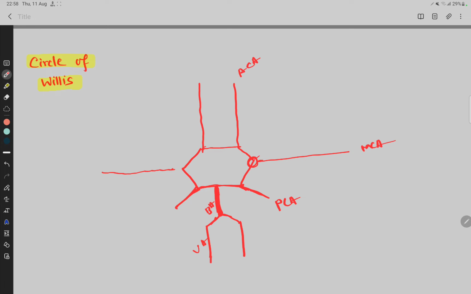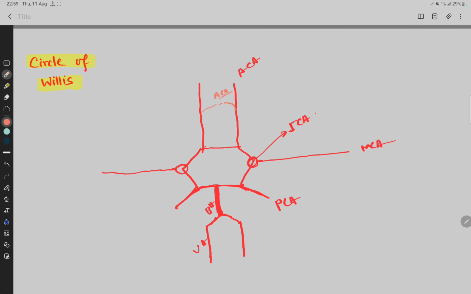this part is called the internal carotid artery. Okay, so this is the internal carotid artery, and both of those are anterior cerebral arteries, and the anterior cerebral arteries are communicating through this artery, which is called the anterior communicating artery.